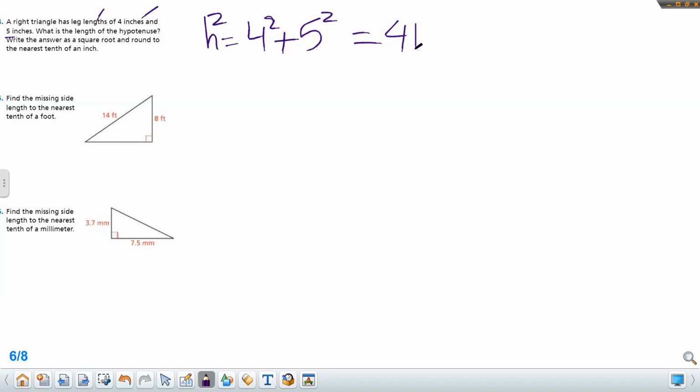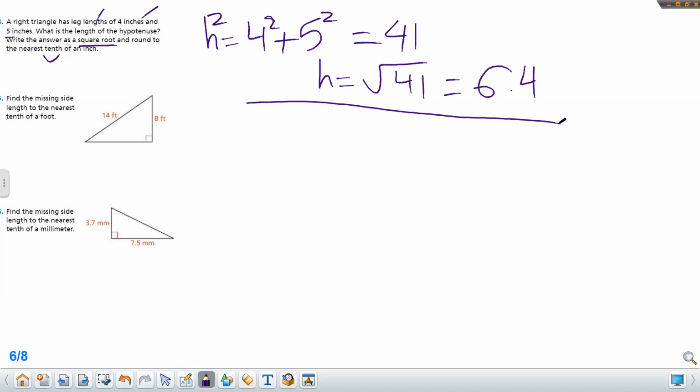Then the hypotenuse equals the square root of 41. This is the first answer as a square root. And round to the nearest tenth. Yes, you can evaluate the square root of 41 using a calculator to be 6.40312 and so on. But what's required is the nearest tenth, so you need just one decimal number. So it will be 6.4, because what's next is 0. Okay, this is the first one.